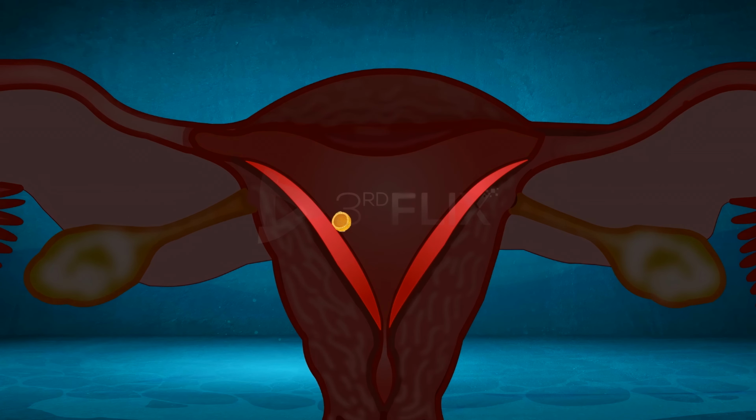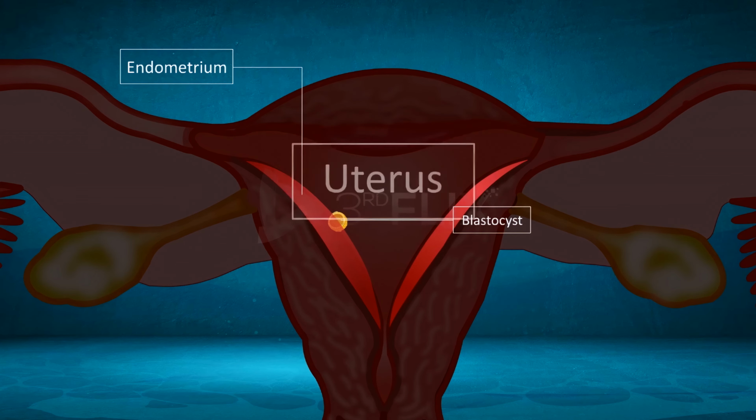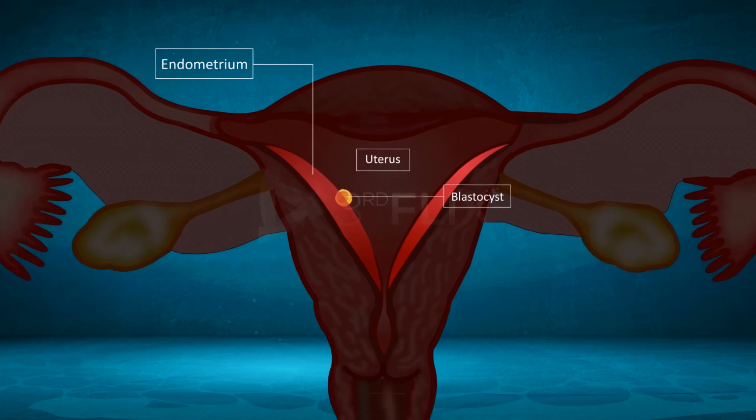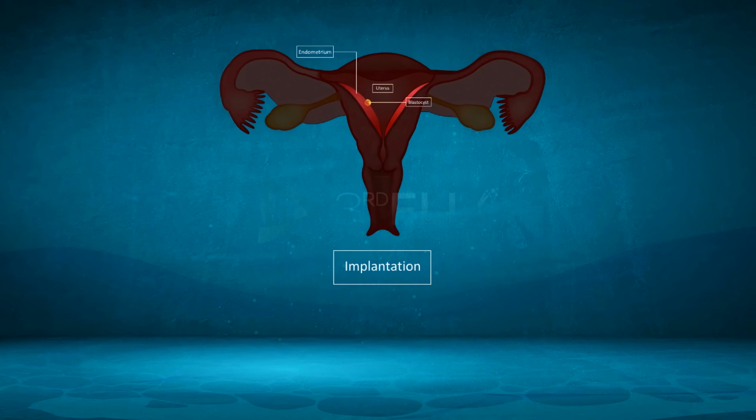After the attachment, the uterine cells divide rapidly to cover the blastocyst, and it becomes embedded in the endometrium of the uterus. This is called implantation, which leads to pregnancy.